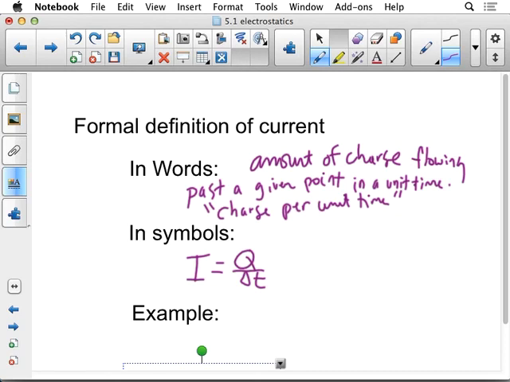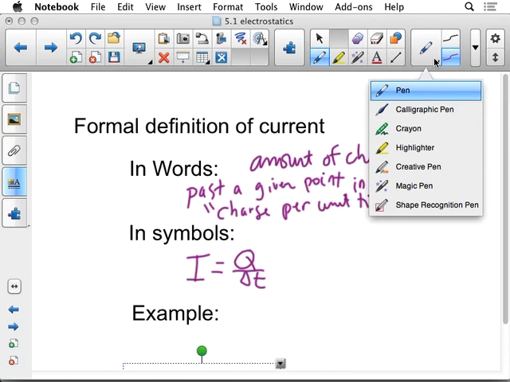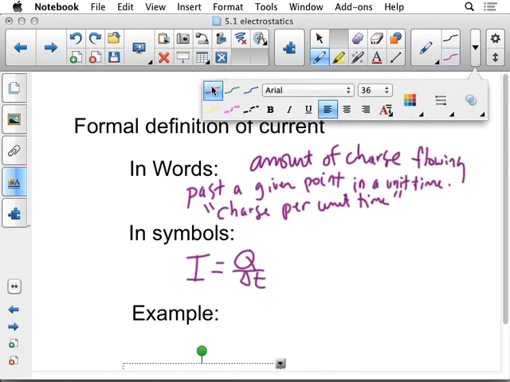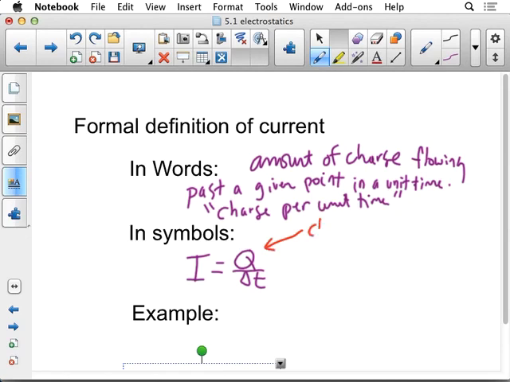So again, I'll point out that this is the charge transferred across the point that we're looking at, maybe through a wire, and this is the amount of time that it takes to do that. Time elapsed. Okay? So the definition of electric current is the amount of charge transferred per unit time.